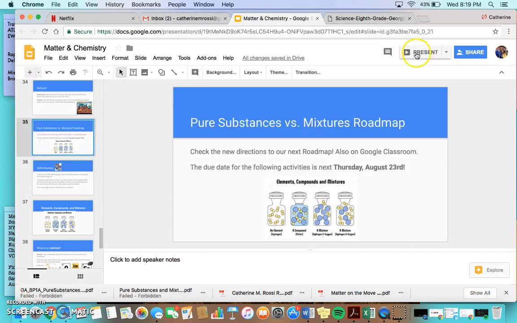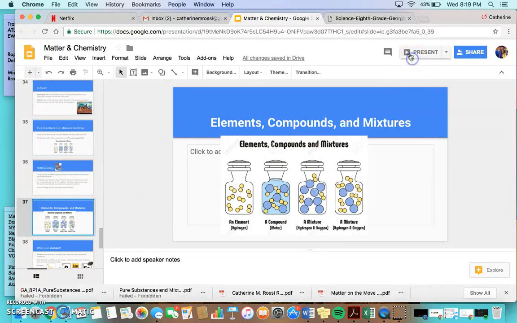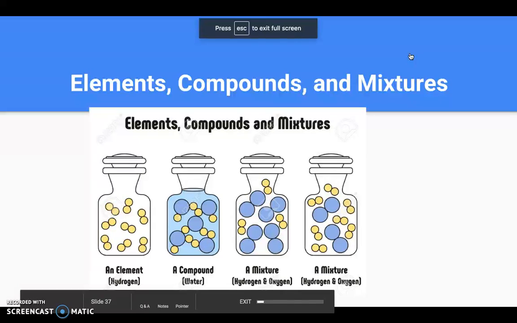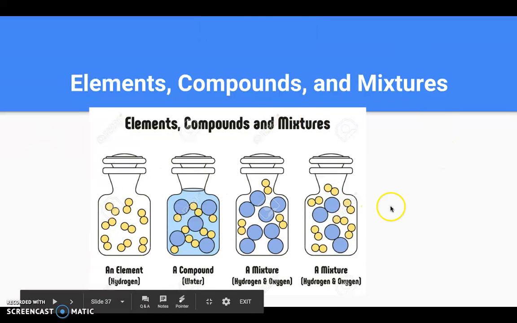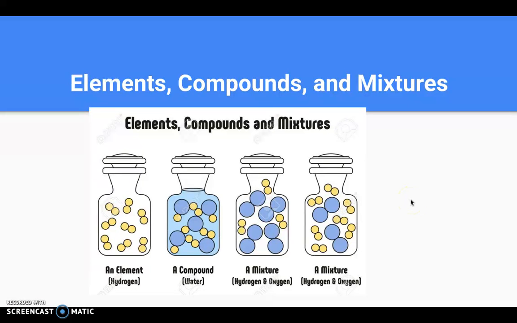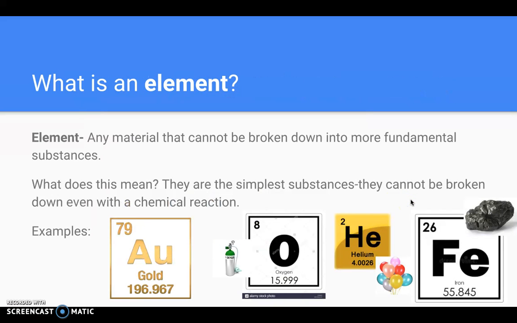Okay, everybody, we are going to learn a little bit more about elements, compounds, and mixtures. As you can see here is some molecule arrangement, and we're going to get into what that means through this presentation. So what is an element? An element is any material that cannot be broken down into more fundamental substances. So what does that mean?